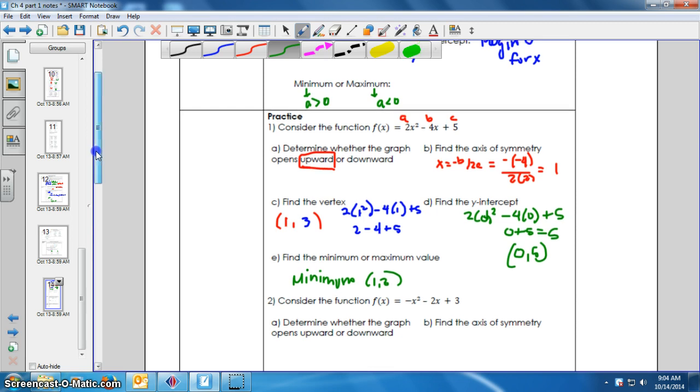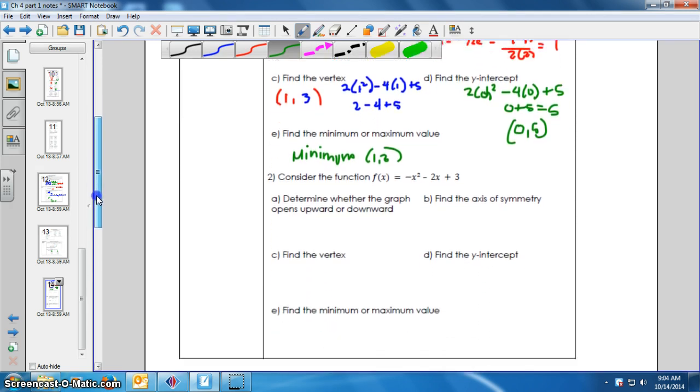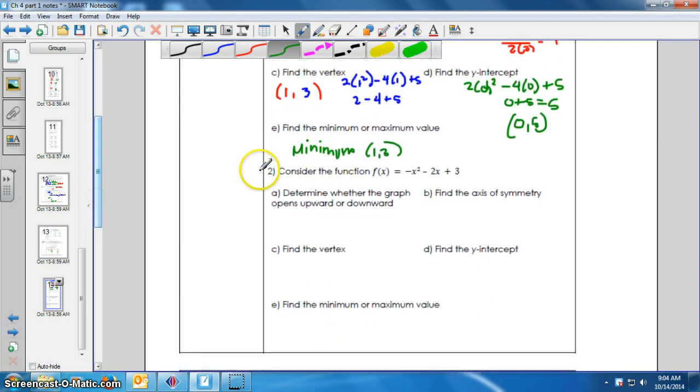All right, so using your notes from above, I want you to try number 2. Everything that we did for number 1, you do for number 2. So pause and then press play when you're ready to check.